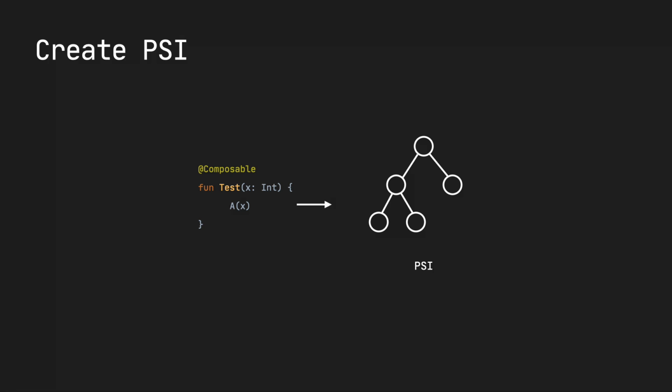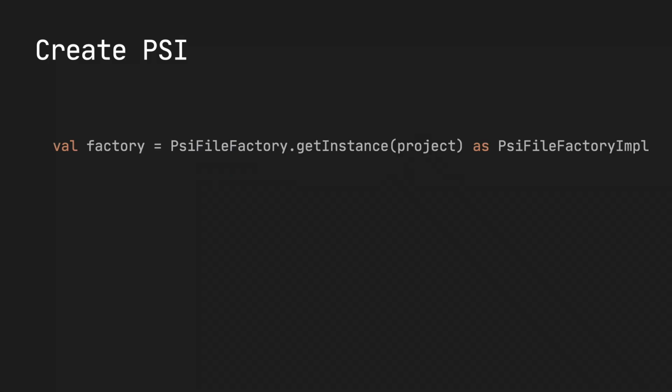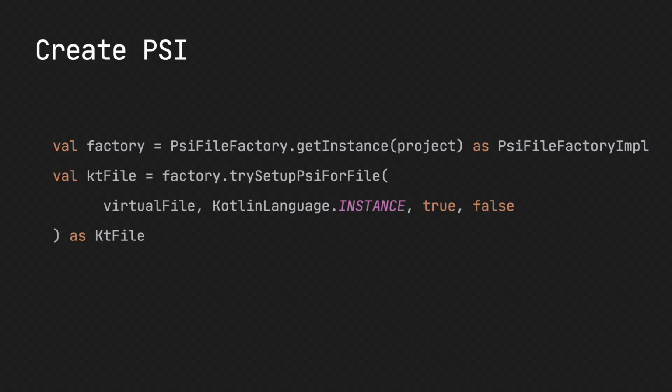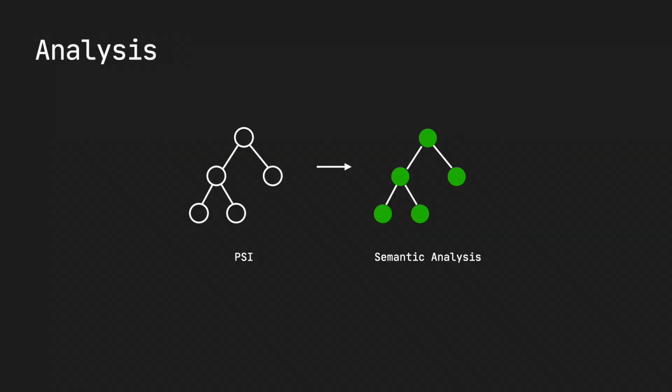So how do we go from that source code, that virtual file, to this PSI tree? Well, there's a utility provided for it. There's a factory that you could use to do that, which is called PSI file factory like this. And there's a method that you could use, try set up PSI for a file. As you can see, I'm providing the virtual file right there. This is all happening in the front end of the compiler. These are APIs that I'm using to do this programmatically. So this right here creates a PSI.